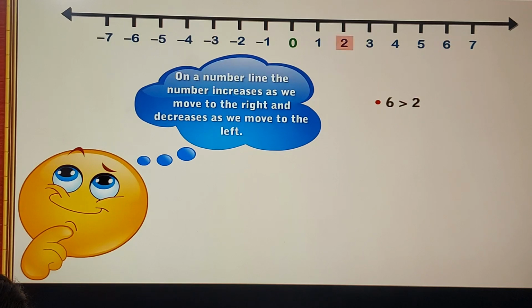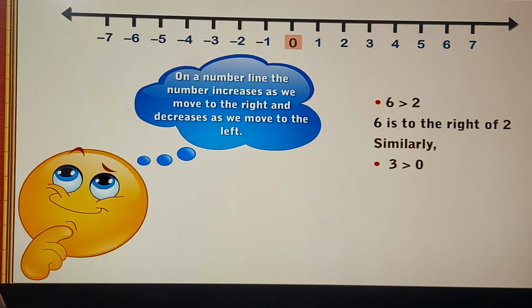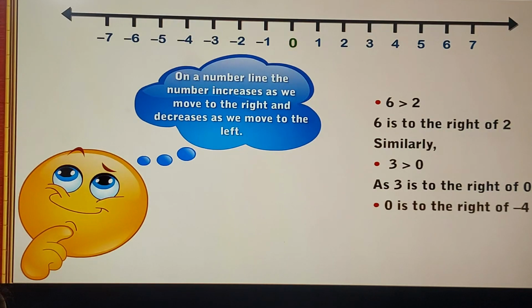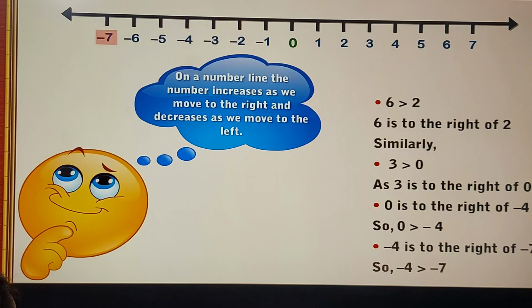6 is greater than 2 because on the number line shown above, we observe that 6 is marked to the right of 2. Similarly, 3 is greater than 0 as 3 is marked to the right of 0. See, 0 is marked to the right of -4. So, 0 is also greater than -4. Again, see on the number line, -4 is marked to the right of -7. So, -4 is greater than -7.